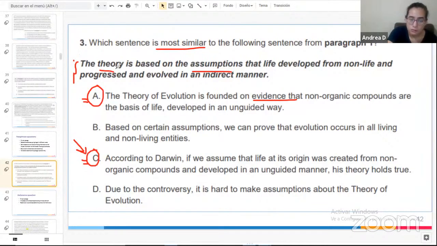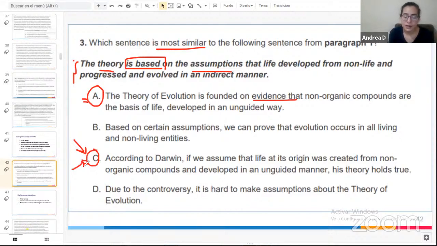Another way of catching the idea is to think of the main verb of the sentence. In this case, it's this one, right? So the theory is based on that. That's the most important part, what the theory is based on. Now, if you think about C, I get it. I know what you guys are thinking, it could be the one.